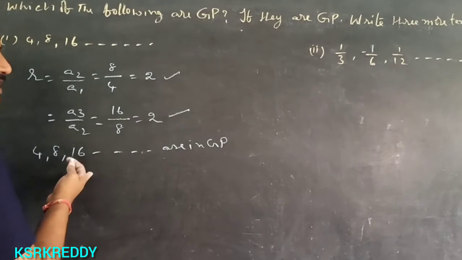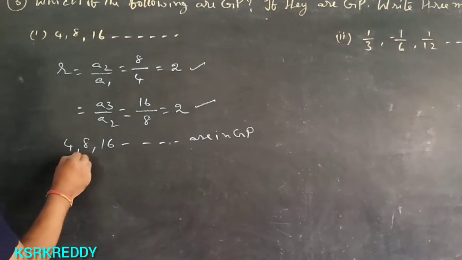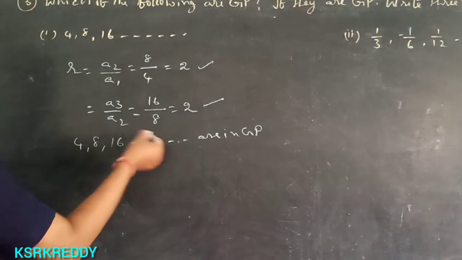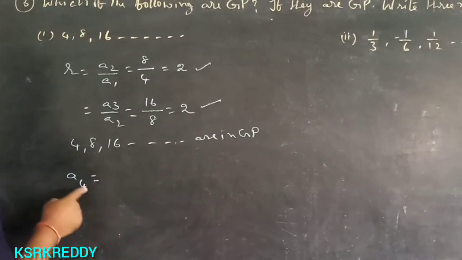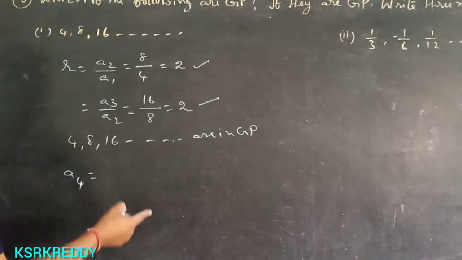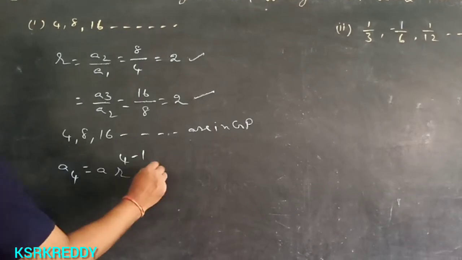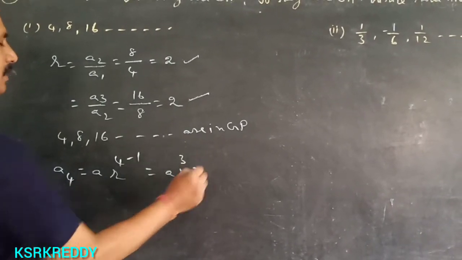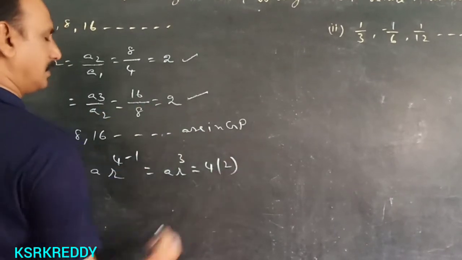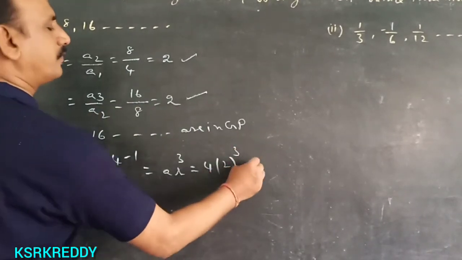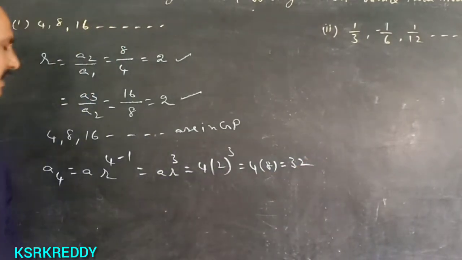So if it is in GP, find the next 3 more terms. How many terms are given? First term, second term, third term is given. Then find the 4th, 5th, 6th. Then A4 is equal to nth term formula A into R to the power of n minus 1. A4 equal to A into R to the power of 4 minus 1, that equal to AR cube. What is A? 4. What is the R value? 2. Cube. That equal to 4 into 2 cube, 4 into 8 is 32.